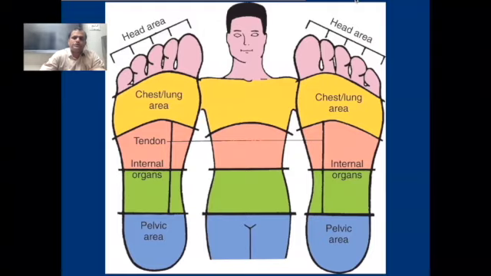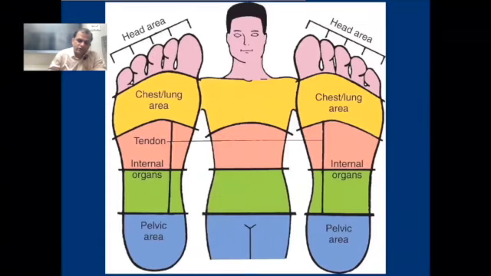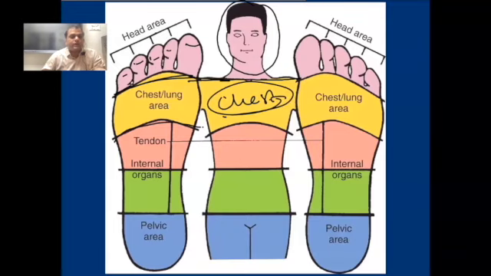Like the first line which I told you, the neck and shoulder line. So this is the neck and shoulder line. We can see the head and neck part is above. So with the help of all these tools, we can treat the head area, right? Fine. Now this is the chest area. So any problem of the chest and lungs, we can treat from this area. It's very easy to treat.